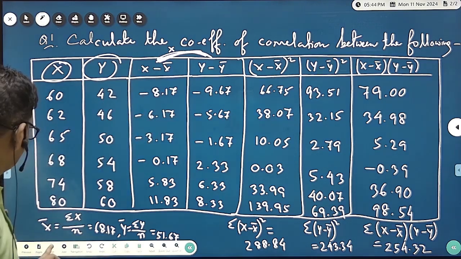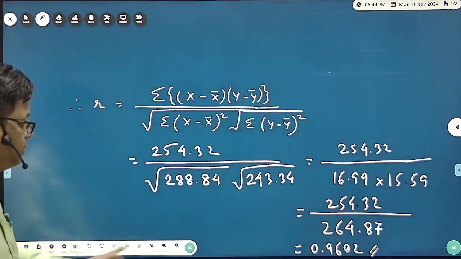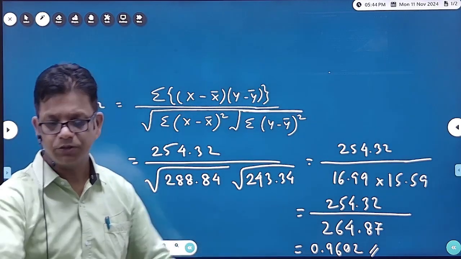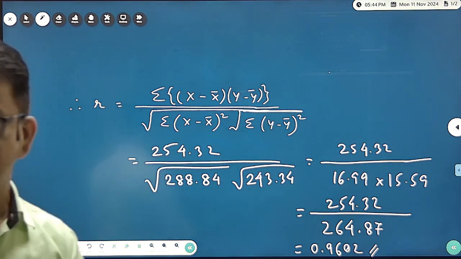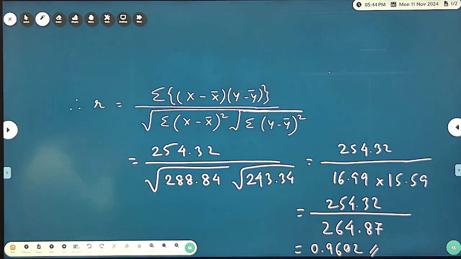What is the correlation coefficient we got? 0.96. What does it mean? This one, high degree of positive correlation. That means there is a relation between the money invested in the advertisement and the money earned, and that advertisement is actually working. Why working? Because we got a high degree of positive correlation. Because of these advertisements, we are earning money.